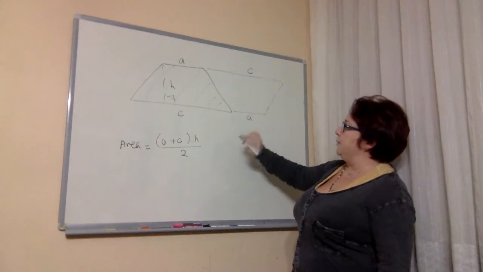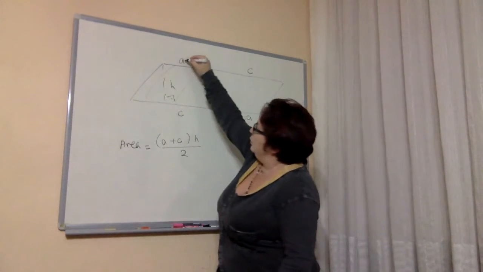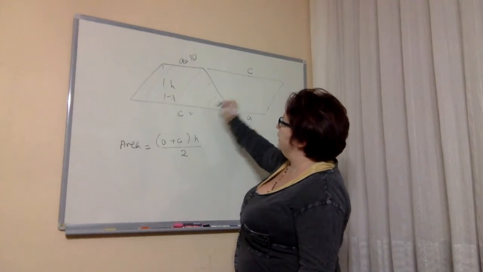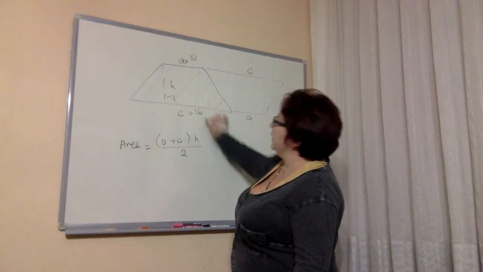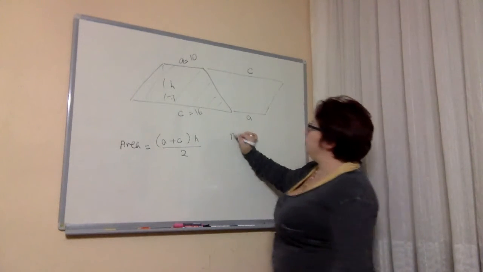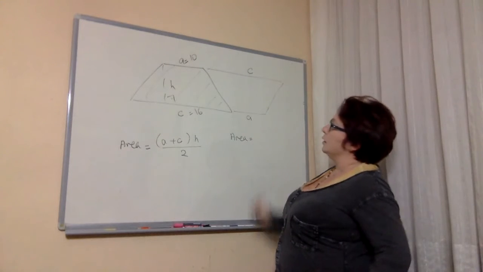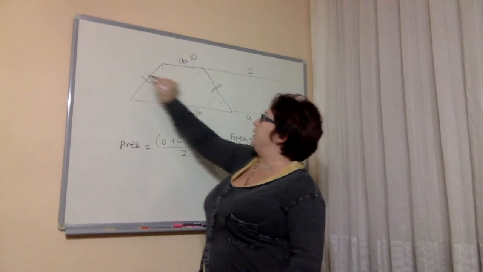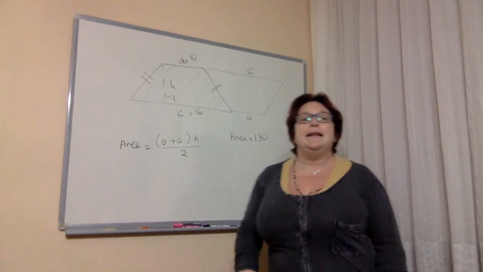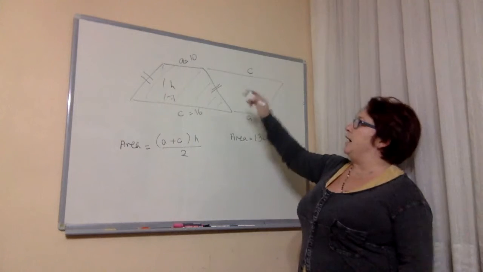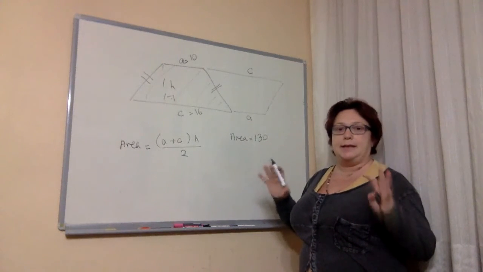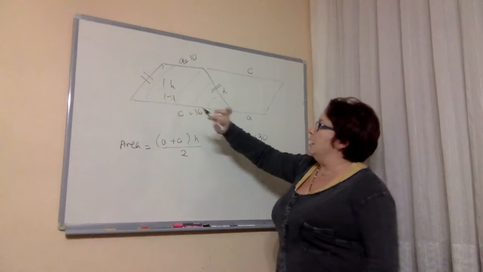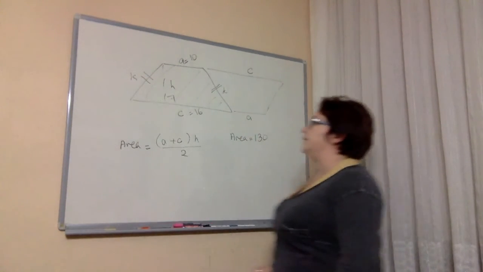So let's do an example where we're given one of the bases to be 10 and the other base to be 16 and the area to be 130. And we're also told that this is an isosceles trapezoid. Now the isosceles trapezoid simply means that we've got the two legs, the non-parallel sides, equal to each other. So let's try to find the length of a leg.